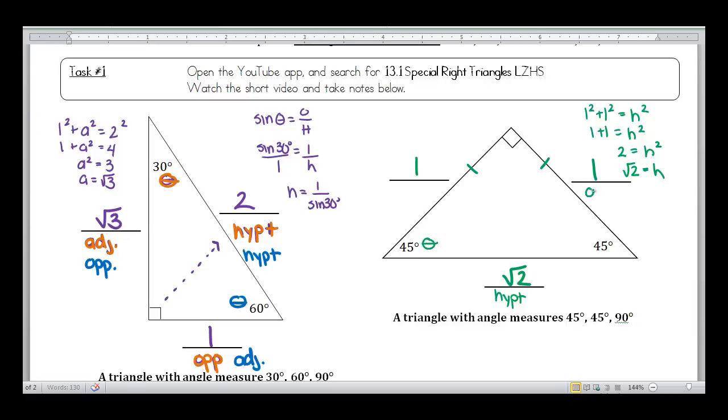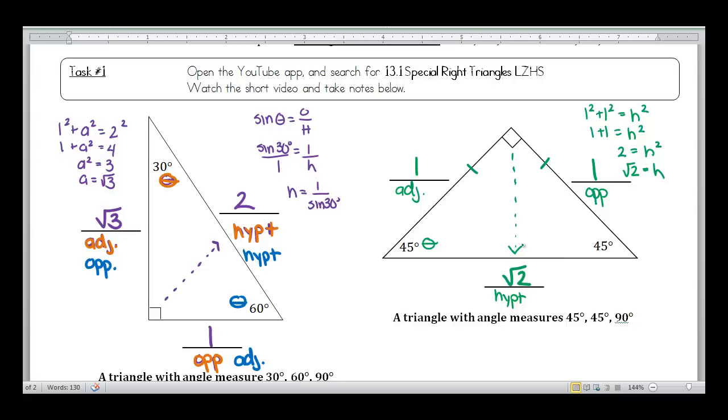That means this one would be my opposite side. This other one would be the adjacent. Notice opposite and adjacent are the same value, which is why it doesn't matter which 45 I use. But again, the root 2 here is going to be my hypotenuse. That's opposite the right angle.